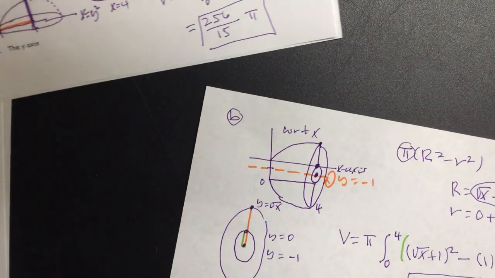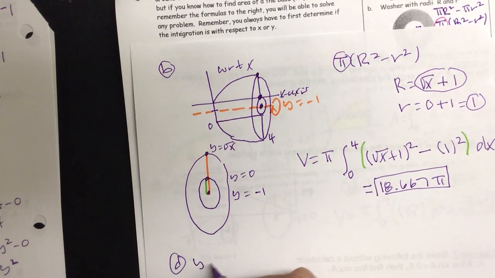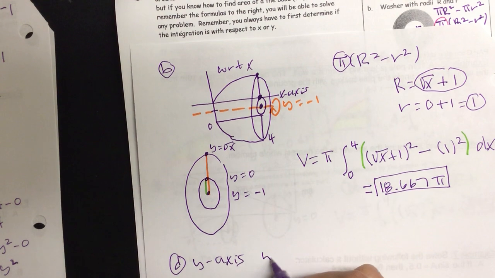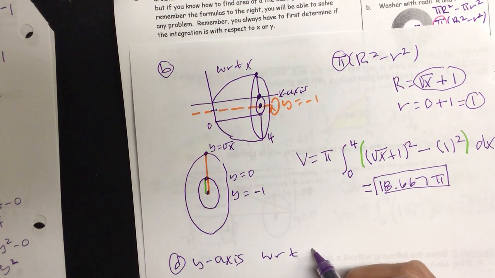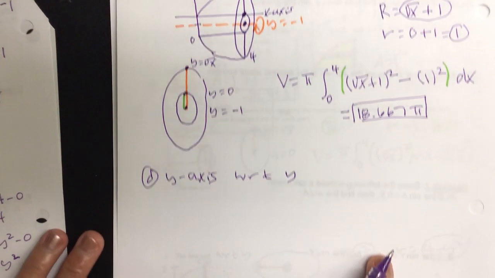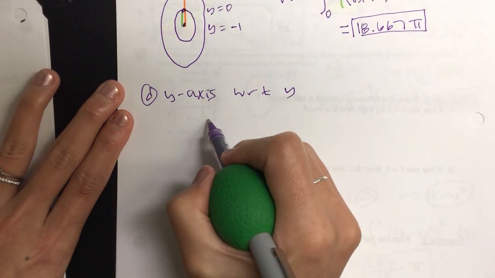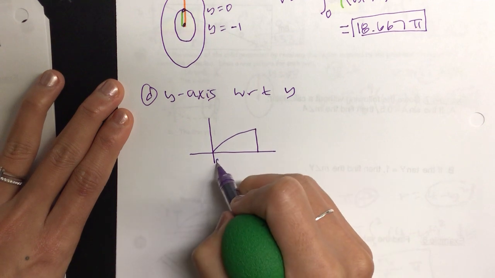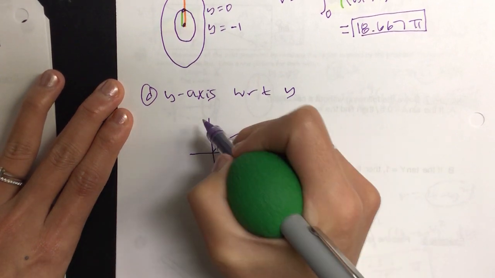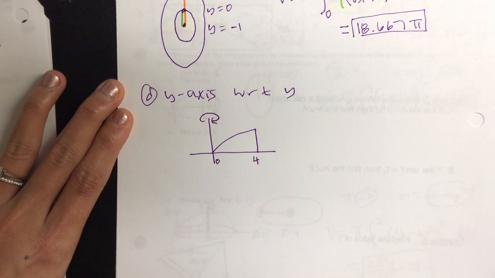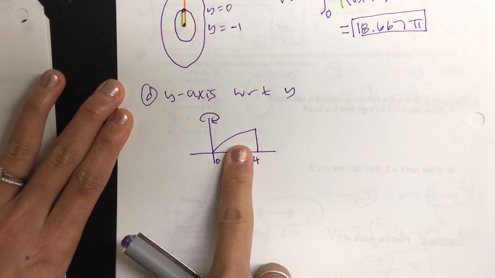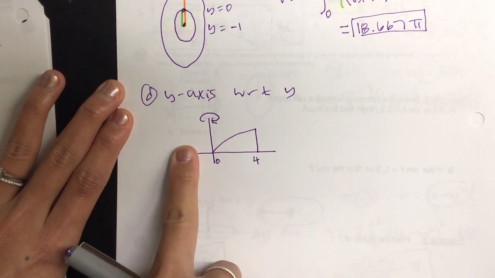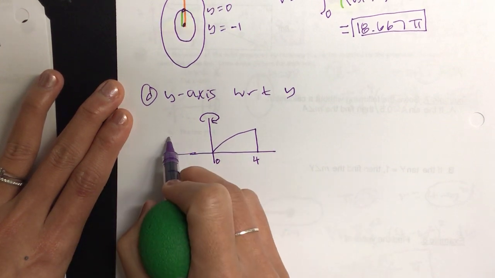Now let's go on to D. Now D says to rotate about what axis on this one? Y-axis. So this is with respect to what? To the y. Okay, let's draw the original image again. So here I have my image, 0 to 4. If I am rotating around the y, that image is going to go to the what side? To the left. So I'm going to go ahead and draw that image.